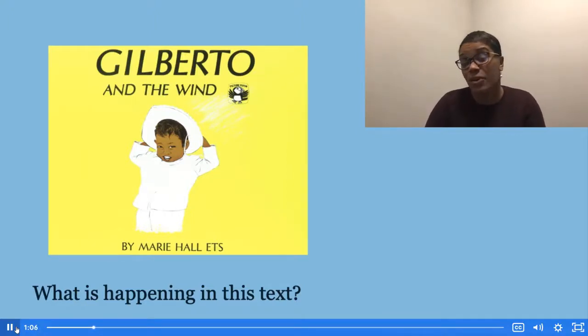So today you're going to look more closely at some of the problems that are happening in the story, Gilberto and the Wind. At the end of this module, you're going to write a story about a character who has a problem with the wind. And in order to prepare you for this task, you are going to review and learn more about the elements of a story.